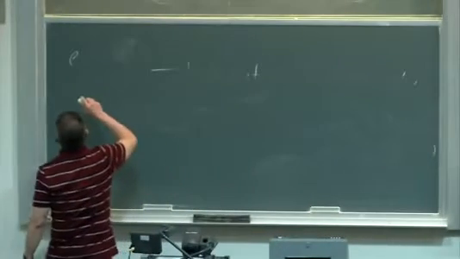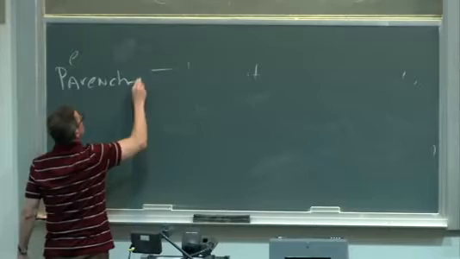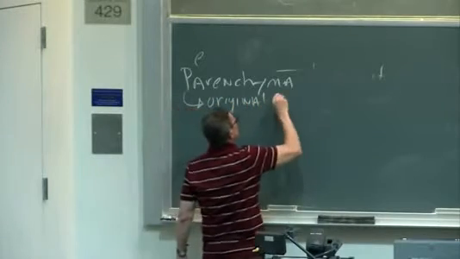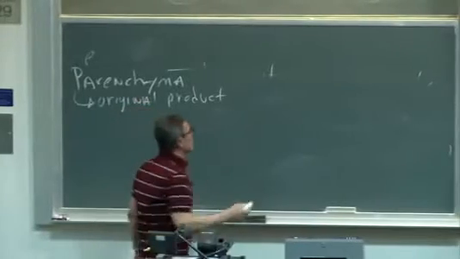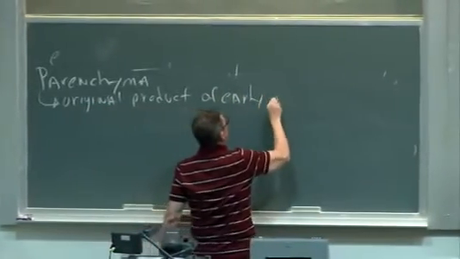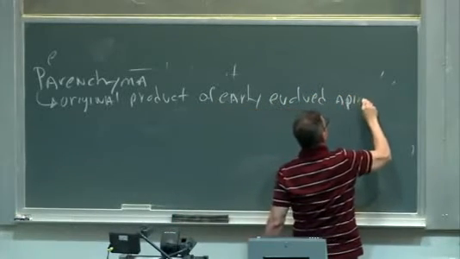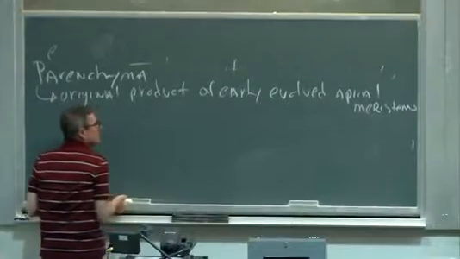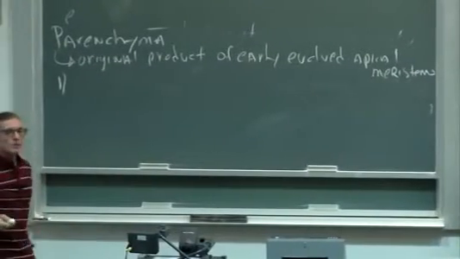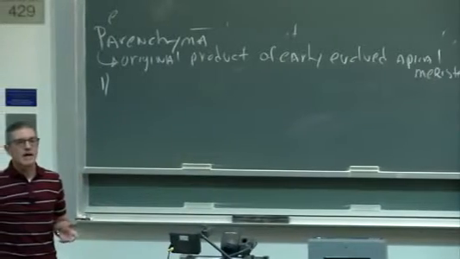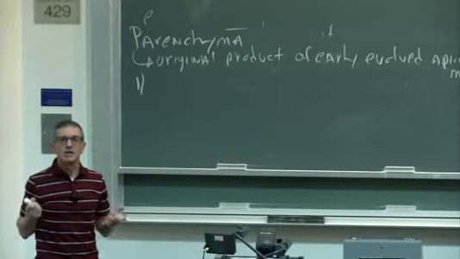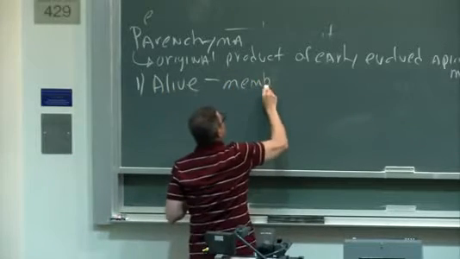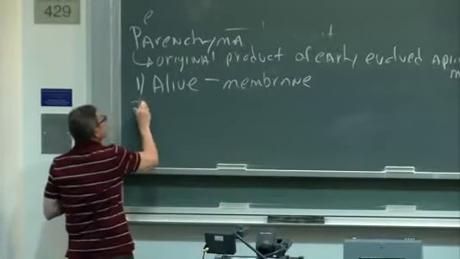The first cell type which we want to talk about is called parenchyma. This cell type is believed to be sort of the original product of early evolved apical meristems. Let's talk about the characteristics of this original cell type. One of the most important characteristics, and one that we're going to be referring to when we look at the other cell types, is whether or not this parenchyma cell, when it functions, is alive or it's dead. And in this case, a parenchyma cell is alive. That is, it has a membrane. Another characteristic is that it has thin walls.